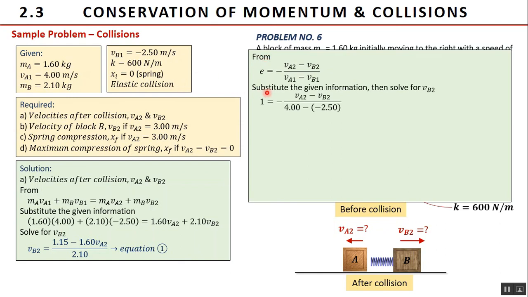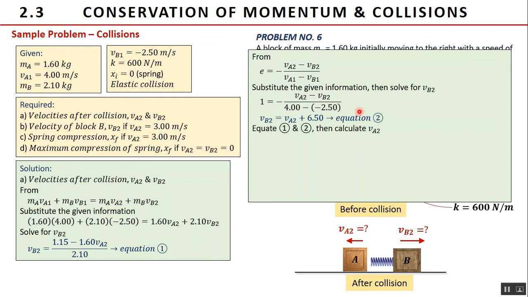We rewrite VA2 and VB2; VA1 is 4 and VB1 is -2.5. Simplify the equation, then solve for VB2. So VB2 is VA2 plus 6.5. Finally, we have constructed our second equation.